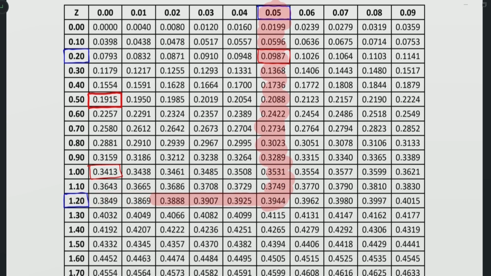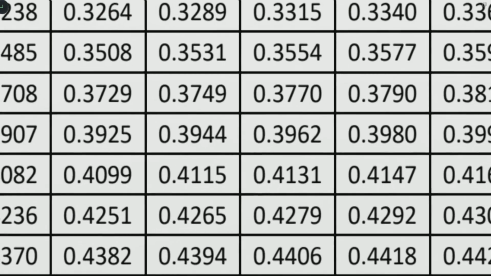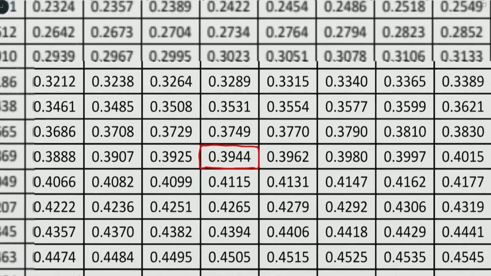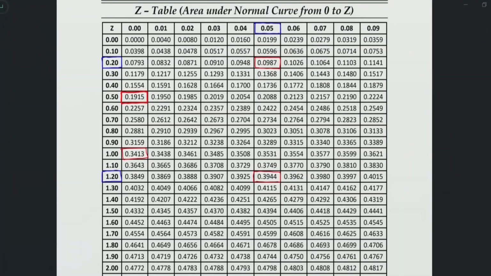So at the junction, what area do you find? At the junction, what area do you find? It is the combination of these two, right? So it comes to this particular cell that gives you 0.3944. So look at this, we have exactly found this particular area from 1.2 and 0.05 junction. So the area is 0.3944, that is the required area.